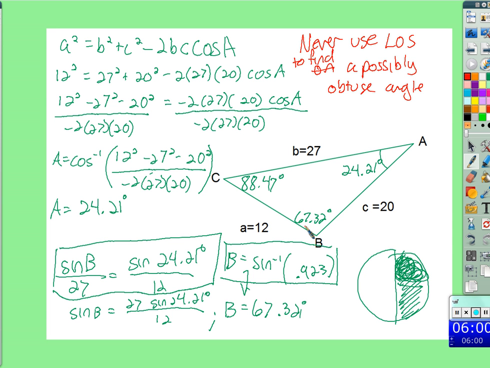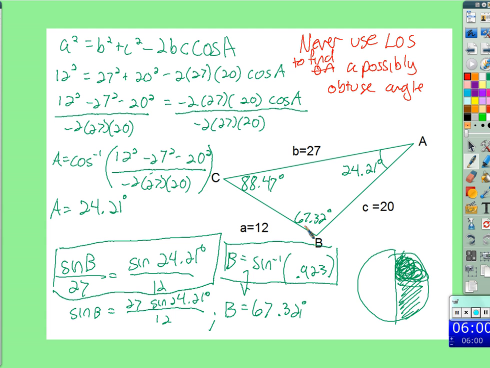What if they give us the angle across from the hypotenuse? If they do that, then we don't have a problem. If there is an obtuse angle, it will be across from the hypotenuse. If they give us the angle across from the hypotenuse and it's obtuse, we'll not have any problems.